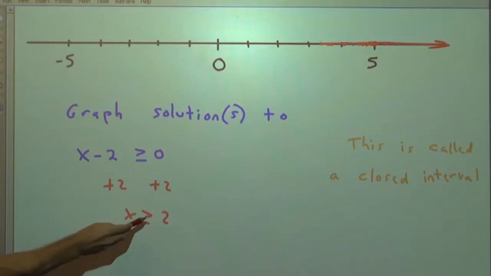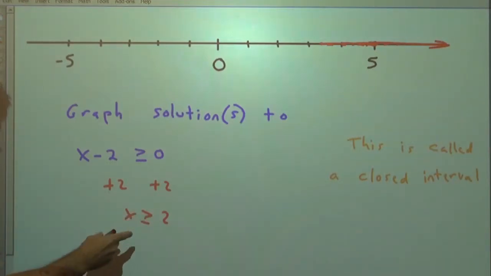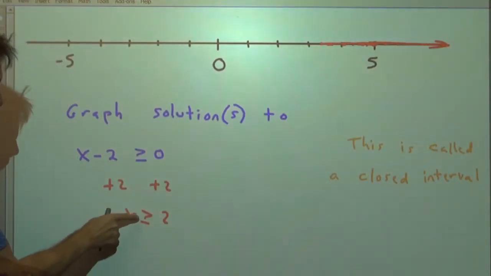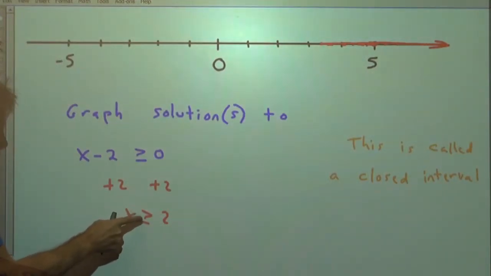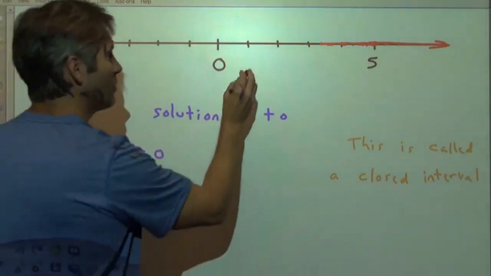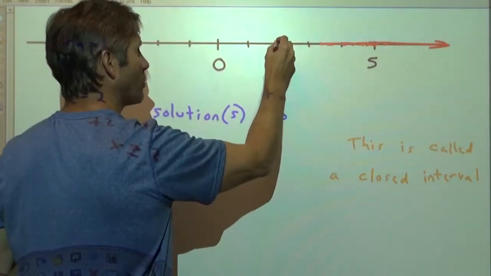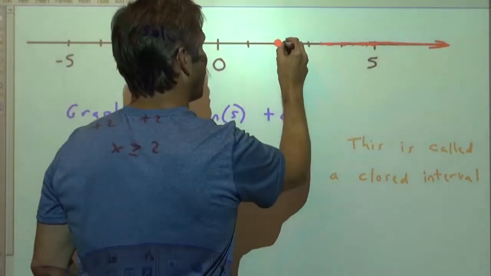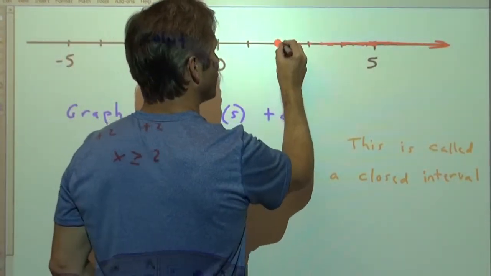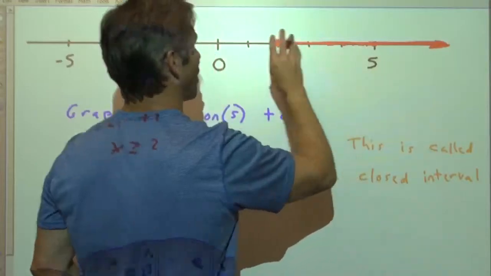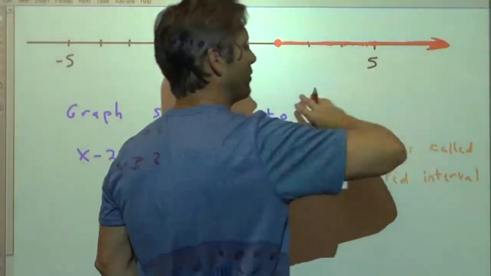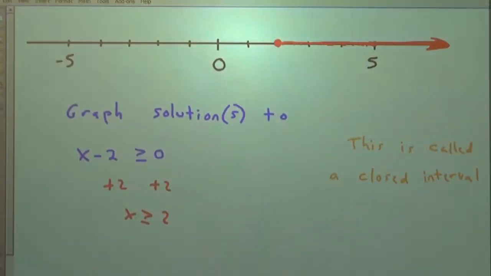The boundary's at 2. None of the numbers below 2 work. Every number greater than 2 works. The boundary's at 2, and we say that x can be greater than or equal to 2. So to stipulate that 2 is also a solution, we put a dot there as well, a closed dot. And then all the points above here are solutions. So the way we show it is a closed dot with a constant line going to the right, and we put an arrow here saying it just keeps going towards infinity.